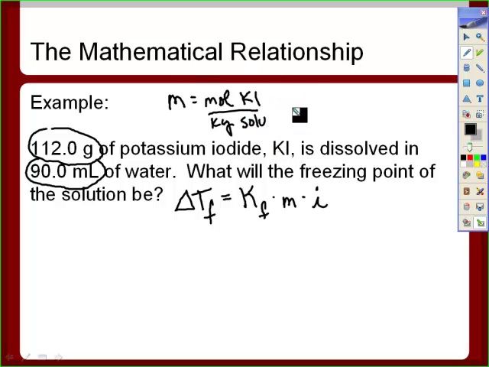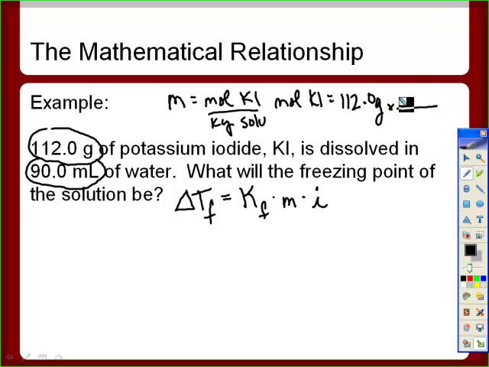So for moles of KI, I have 112.0 grams, and the molar mass of potassium iodide is 166.0 grams per mole. So 112 divided by 166 gives me 0.6747. 4 sig figs each.